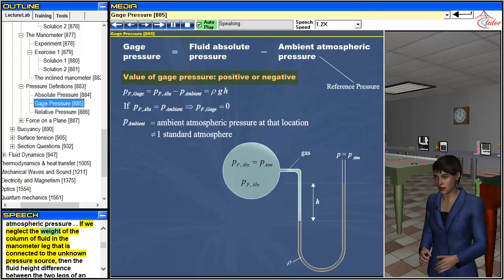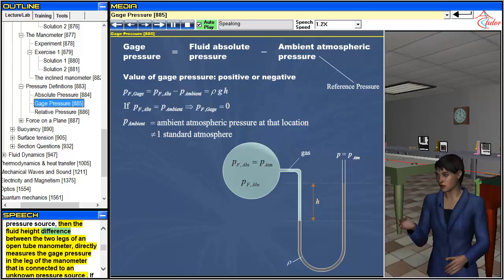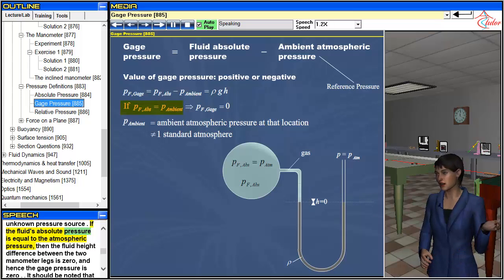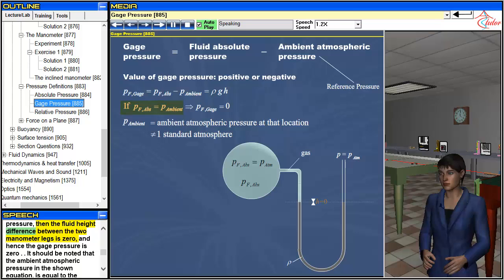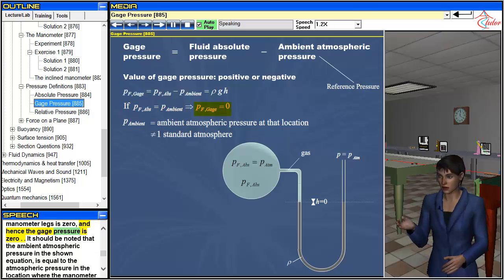If we neglect the weight of the column of fluid in the manometer leg that is connected to the unknown pressure source, then the fluid height difference between the two legs of an open tube manometer directly measures the gauge pressure in the leg of the manometer that is connected to an unknown pressure source. If the fluid's absolute pressure is equal to the atmospheric pressure, then the fluid height difference between the two manometer legs is 0. And hence the gauge pressure is 0.